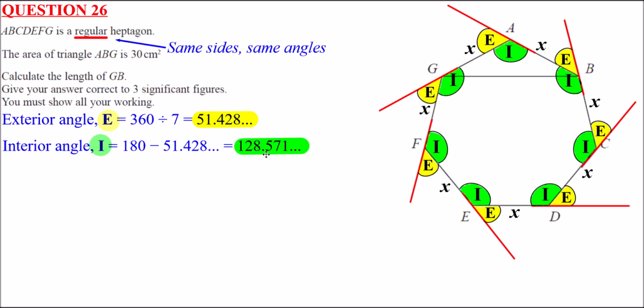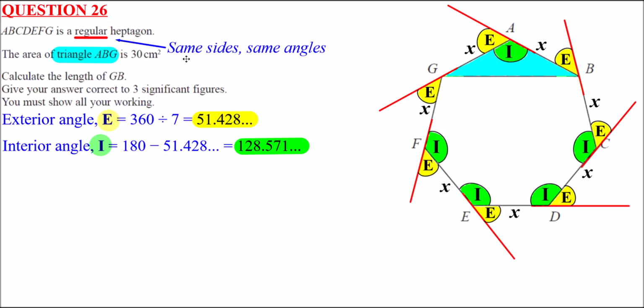So next, we can pick out triangle ABG. ABG is just this triangle at the top, which I'm going to colour in blue. Because we know that each side here is x and this is x, it's an isosceles triangle, and we've worked out that the interior angle is 128.571, so we have enough information about this triangle to calculate the length of GB. GB is here, so it's all about this top triangle.